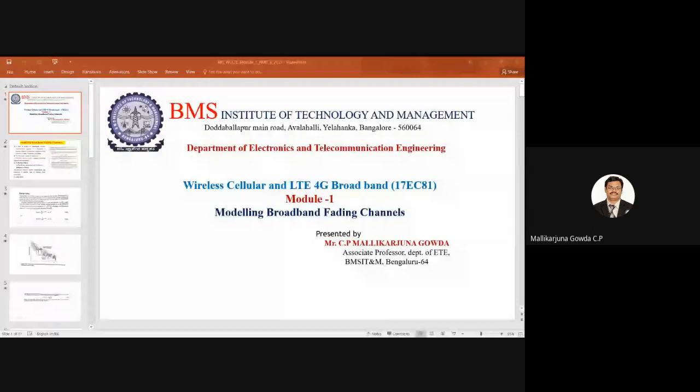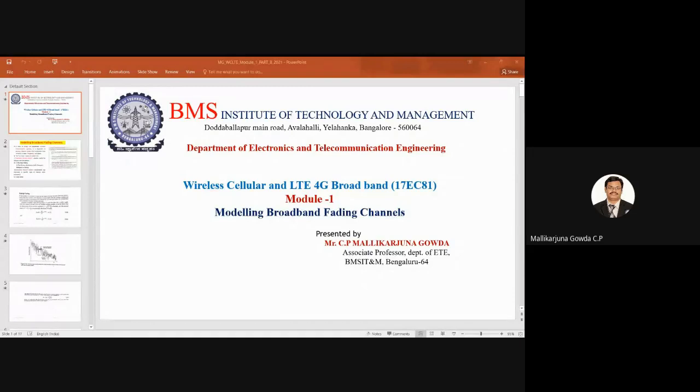I gave a table for different LTE bands, with different speeds of the vehicle, transmitter and receiver, and the resulting value of Doppler spread and coherence time. I repeat once again: at 2.5 gigahertz, if the transmitter and receiver are moving at a speed of 350 kilometers per hour, the Doppler spread will be around 810 hertz. With that, the coherence time will be 1.2 milliseconds.